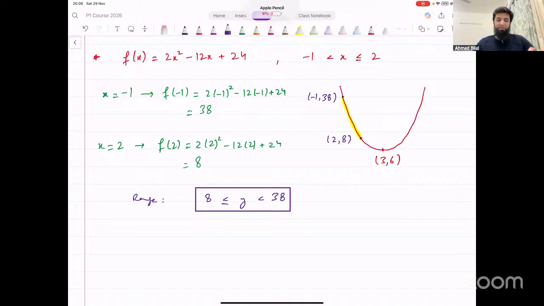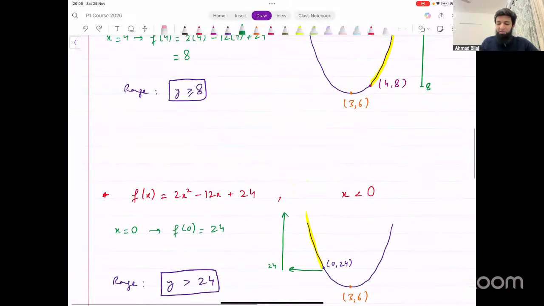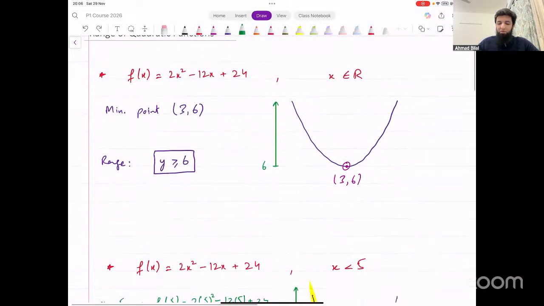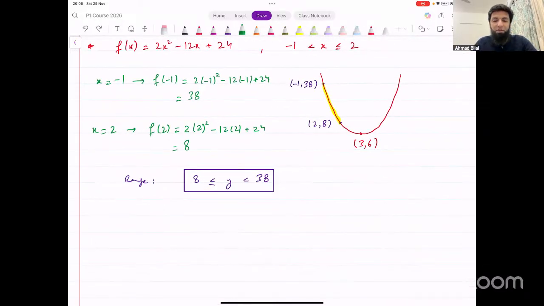Now, notice something that we did while finding the range of these functions. We looked at two kinds of points. Number one was the endpoints of the domain. So in this case, for example, the domain is from -1 to 2. So we looked at what happens at -1, we looked at what happens at 2. In the earlier cases as well, we looked at what happens at the endpoints, at what happens at 0, what happens at 4, and so on. So we look at the endpoints of the domain that is given. That's one point that we always look at.